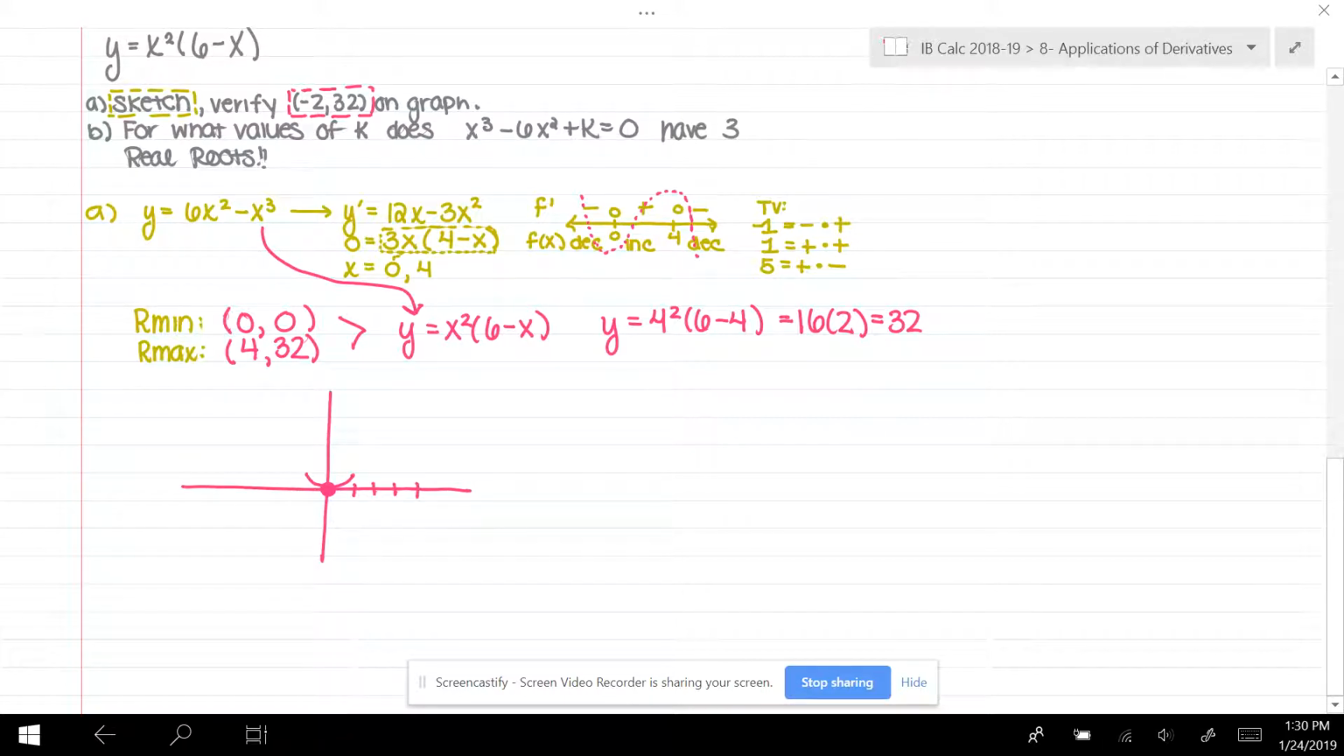2, 3, 4. It's good to use pencil. I'm going to put the 32 up here. I know it's a relative max, so I'm going to swoop it like that.